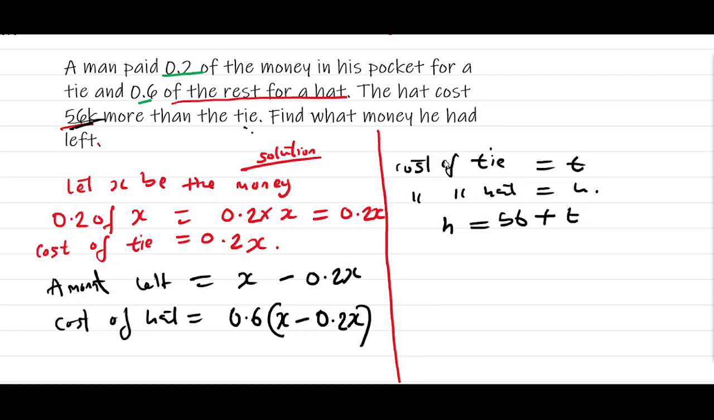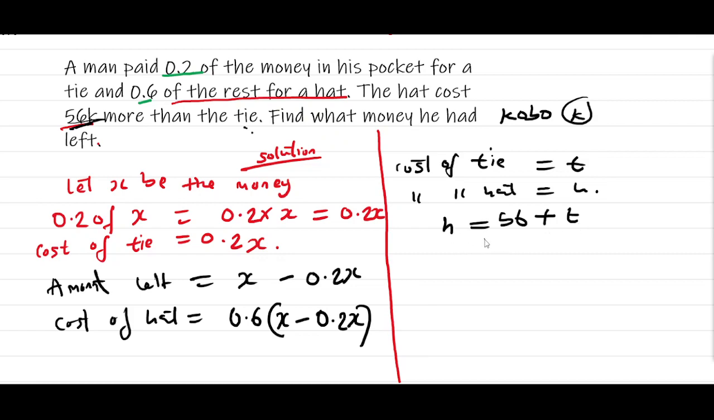I will not write the k here because I want people to express this 56 in terms of their own currency. Here I'm using kobo currency units, so I will not use the k in this case. But when we get our final answer, we are going to use the k. So let me circle it as a reminder. Now we arrive at this equation: h equals 56 plus t, where h is the cost of the hat.